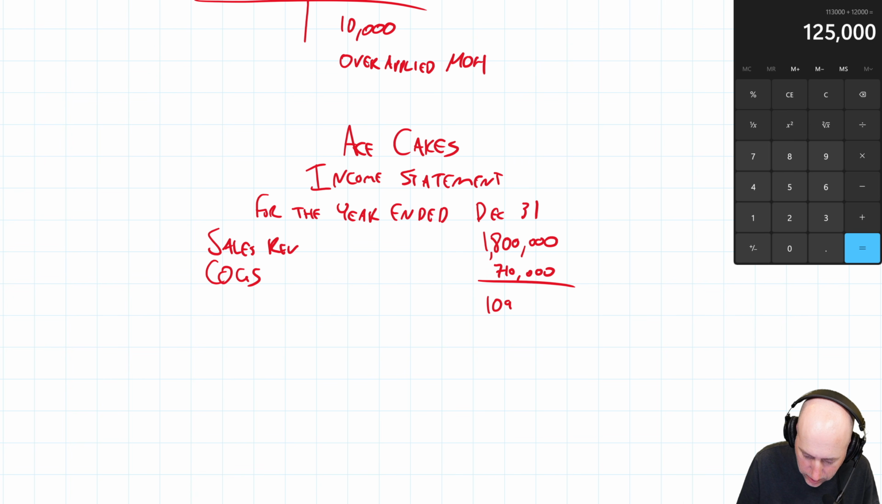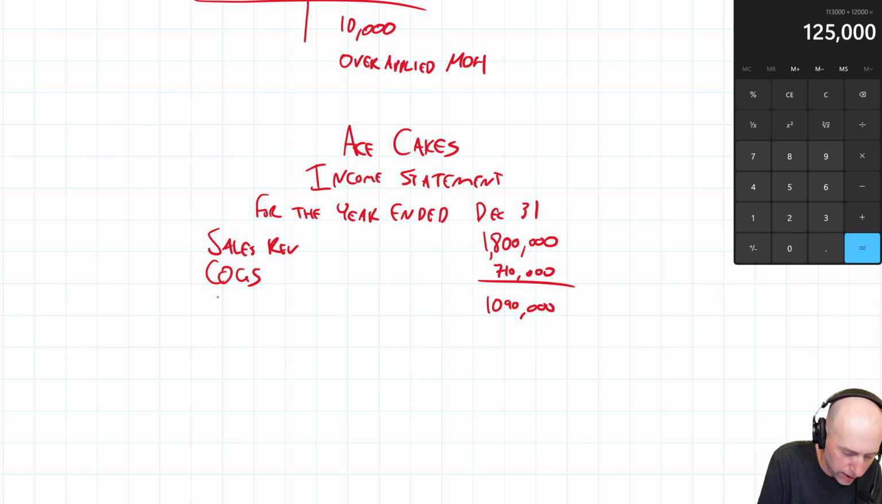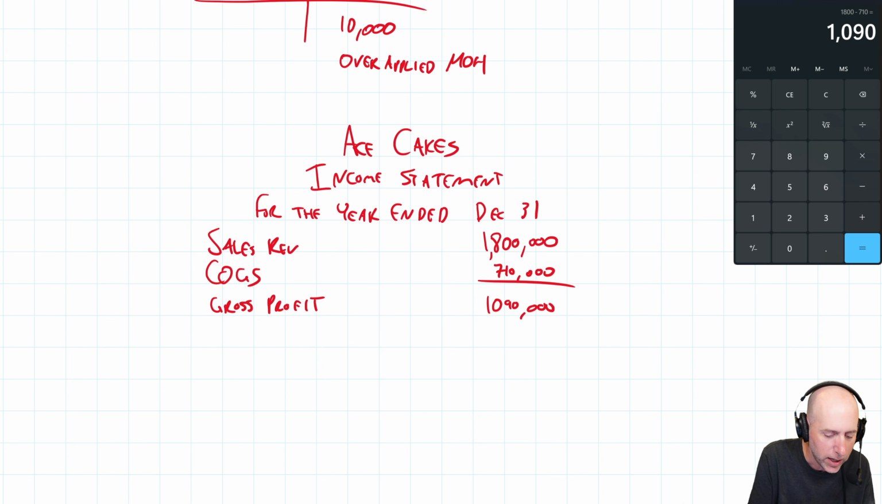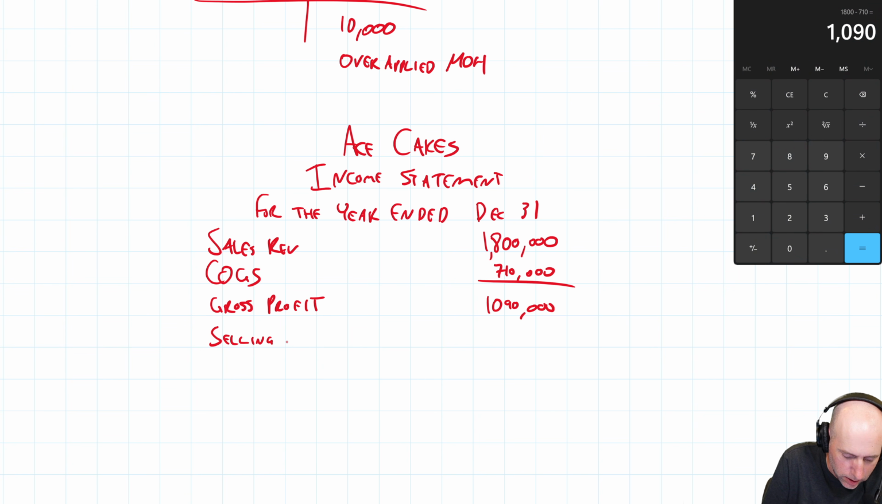What is this? 1090 is our gross profit. I'm going to double check that number just to make sure I got it right. I feel pretty good about it, but sometimes I make silly mistakes. 1800 minus 710. It is 1090. That's good news. Then we go on to just our expenses, our selling and admin expenses.